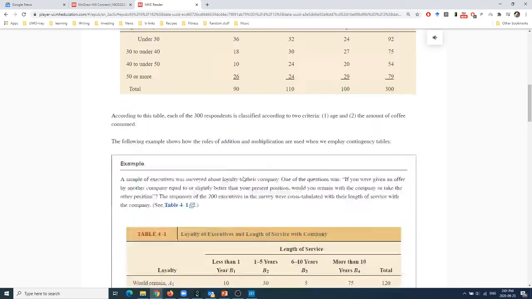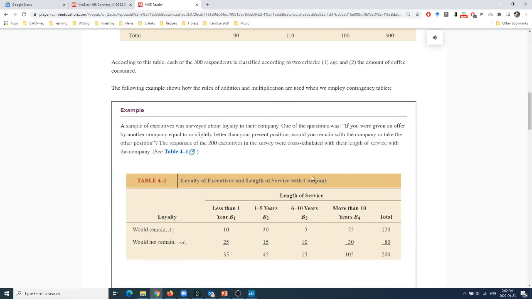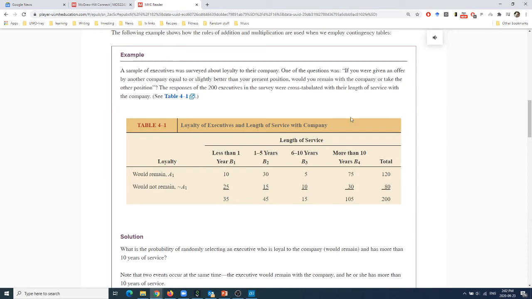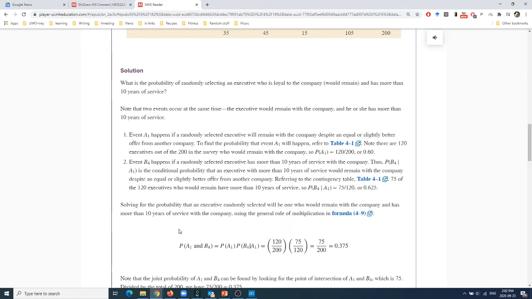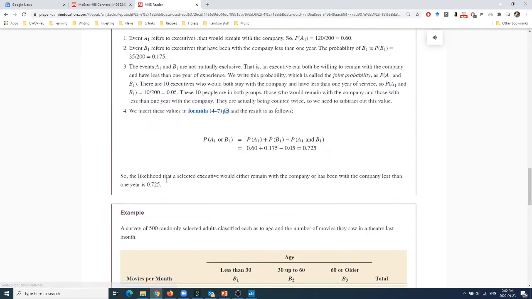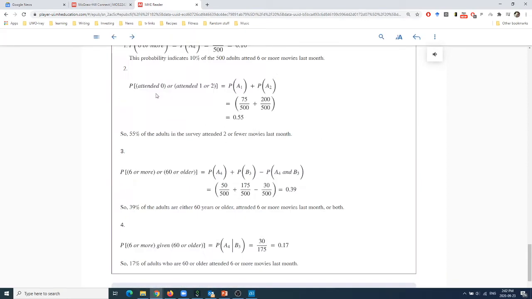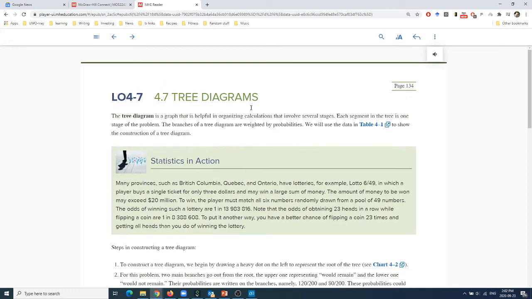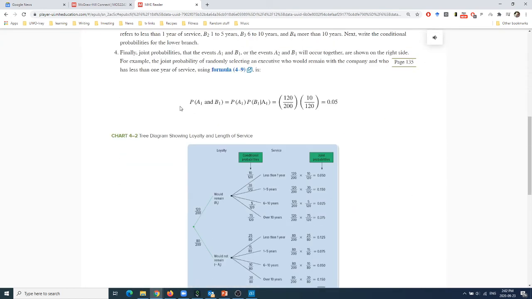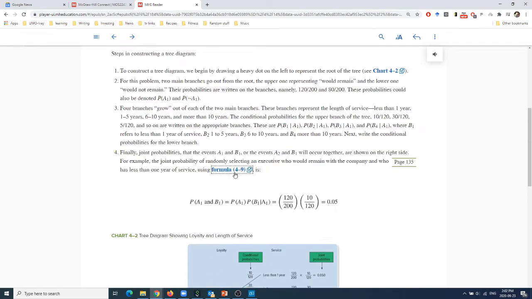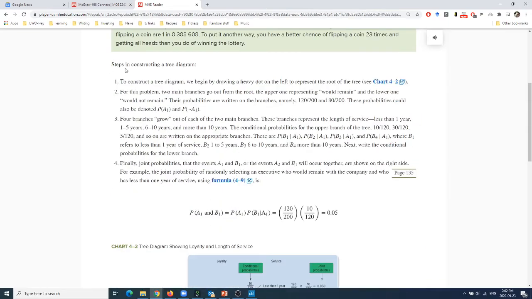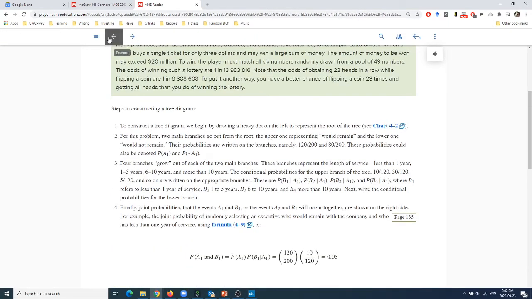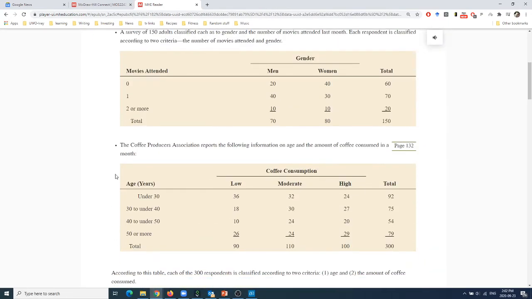So contingency tables can be very useful, and there's another example given in your textbook. I highly recommend you go through that. The next part of your theory chapter is the idea of tree diagrams. Tree diagrams are another way to approach your probability, as you could show with the same loyalty example over here.